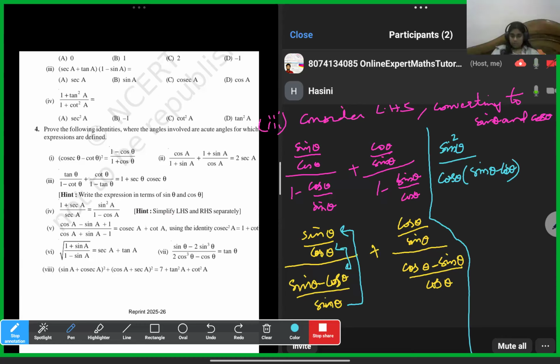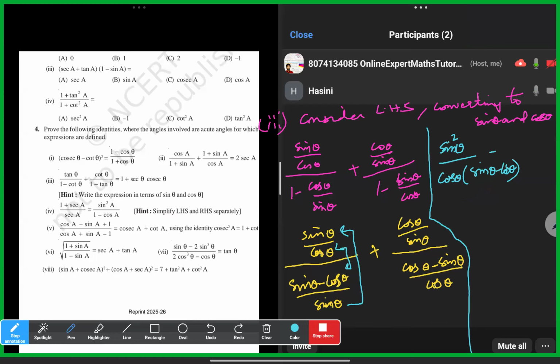I wrote sin theta minus cos theta in the bracket because it has two terms separated by minus. If you multiply this by cos, we have to multiply it with both of them. If you don't keep it in brackets, we may multiply cos with only sin. So as of now, we'll keep it in the bracket.